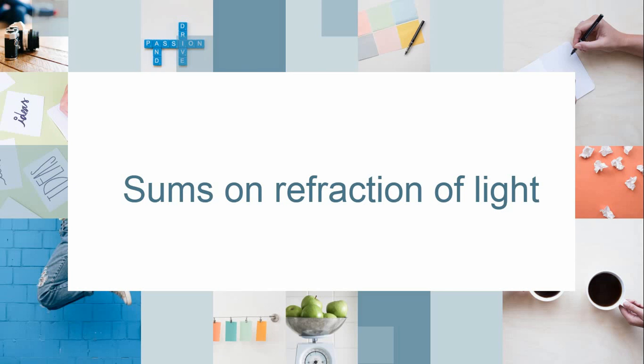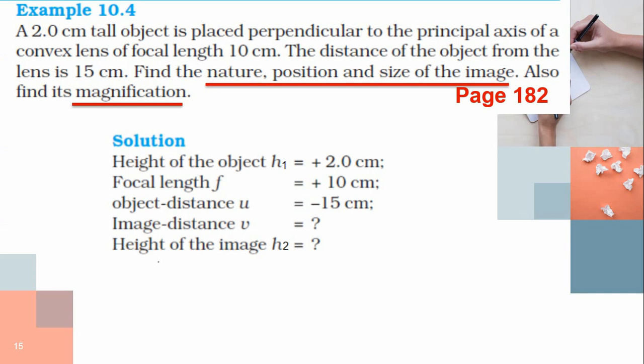Now we discuss some problems on refraction of light. First problem: a 2 cm tall object is placed perpendicular to the principal axis of a convex lens of focal length 10 cm. The distance of the object from the lens is 15 cm. Find the nature, position and size of the image. Also find its magnification.